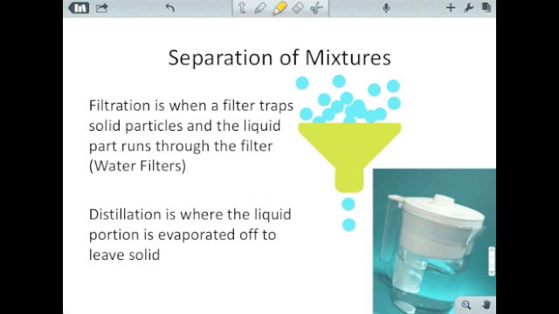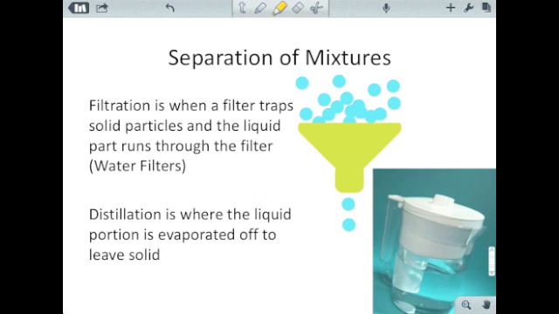Now, if we have a mixture, we can separate it. That was one of the questions that we asked. Can it be separated? And if it's a mixture, it can be separated. Types of separation that we use. The first one that we can look at is filtration. We see this all the time. Any type of water filter uses that physical separation technique of filtration. It's just filtering out the solid particles and the liquid part runs through the filter.